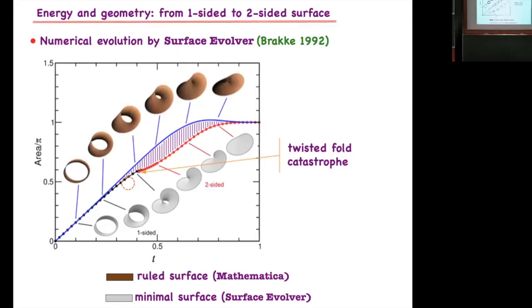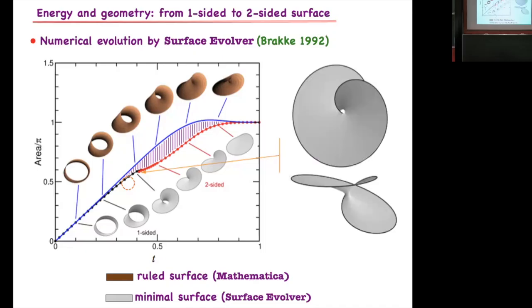You can do a ruled surface analysis as much as you can, but you can also apply Brakke's Surface Evolver to follow more realistically the evolution of this Möbius band. There is a difference in energy because ruled surface geometry can get just a little bit of the surface, and the twisted fold catastrophe visibly in front of you is there. So these are the simulations. And with this, I thank you very much.